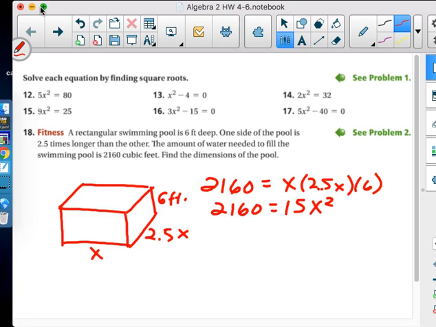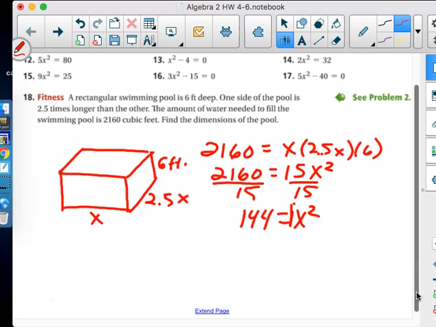And then we solve it like we did yesterday. So we're going to divide both sides by 15. And hopefully that works out to something nice. Oh, look at that. That's a really nice number, because that's a perfect square. So if we took the square root of both sides, we would get a plus or minus 12.